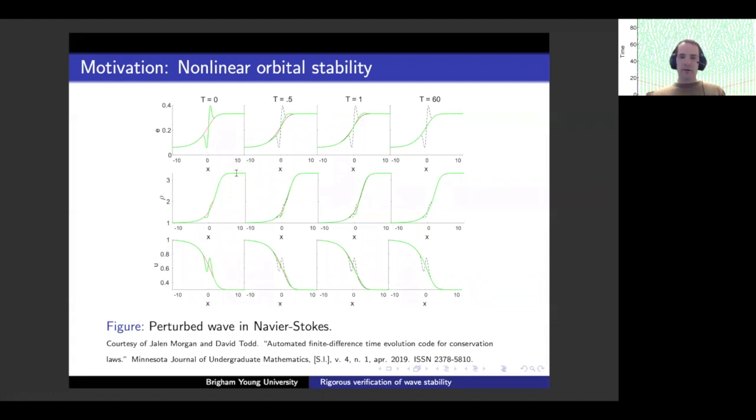So we're talking about nonlinear stability of these traveling waves. These pictures are courtesy of two undergraduate students that I mentored, and are indeed for the system we're looking at. However, this is in Eulerian coordinates, but it gives the idea of what we mean by nonlinear stability.